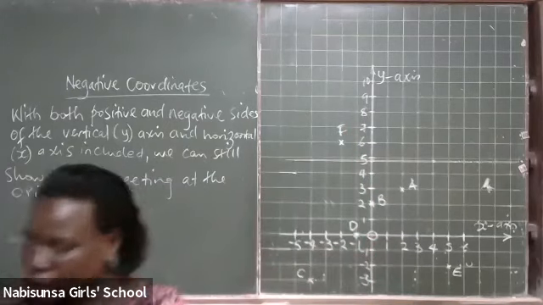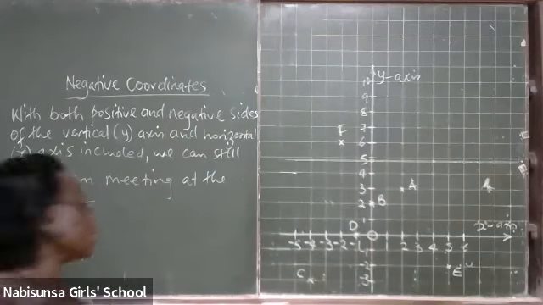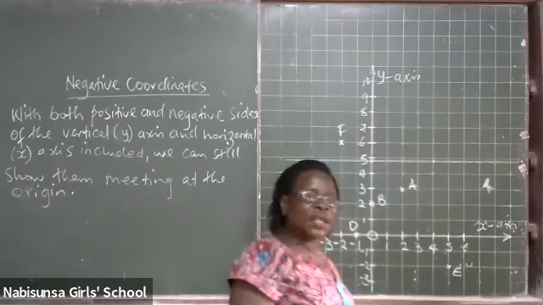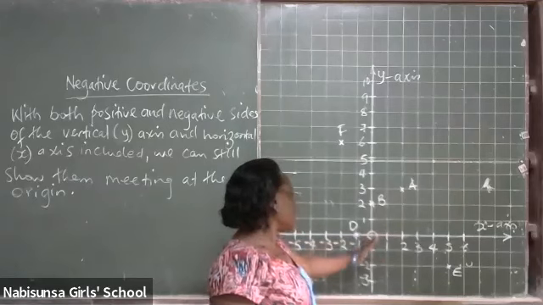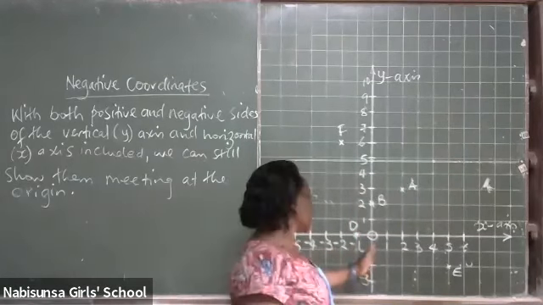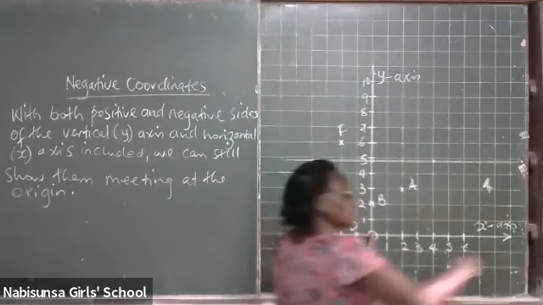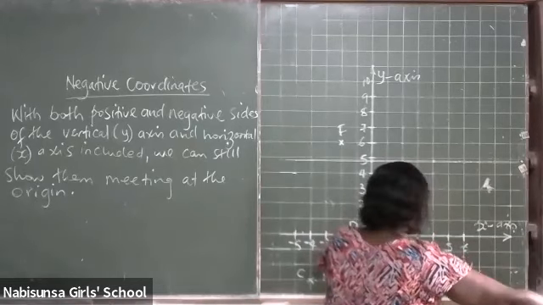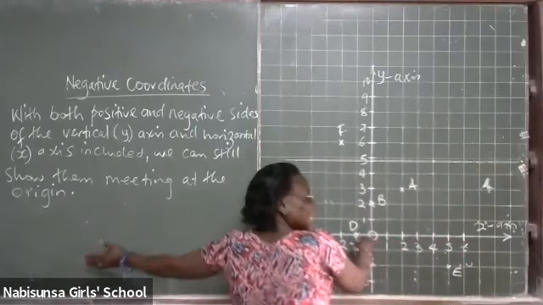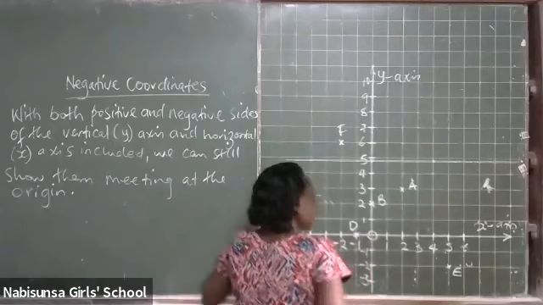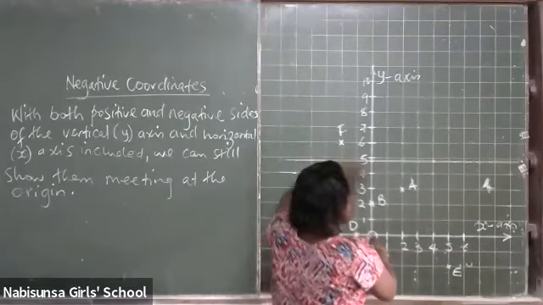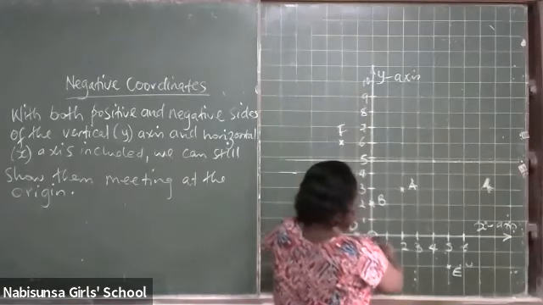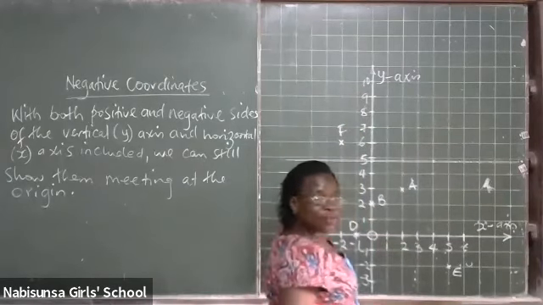So we have the x-axis intersecting with the y-axis at the origin. The x values from the origin to the right-hand side are positive, and to the left-hand side are negative. The y values from the origin upwards are positive, downwards are negative.